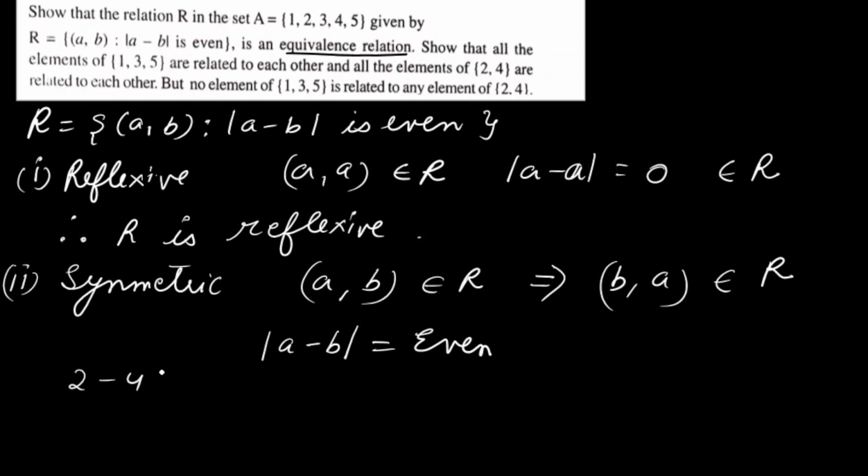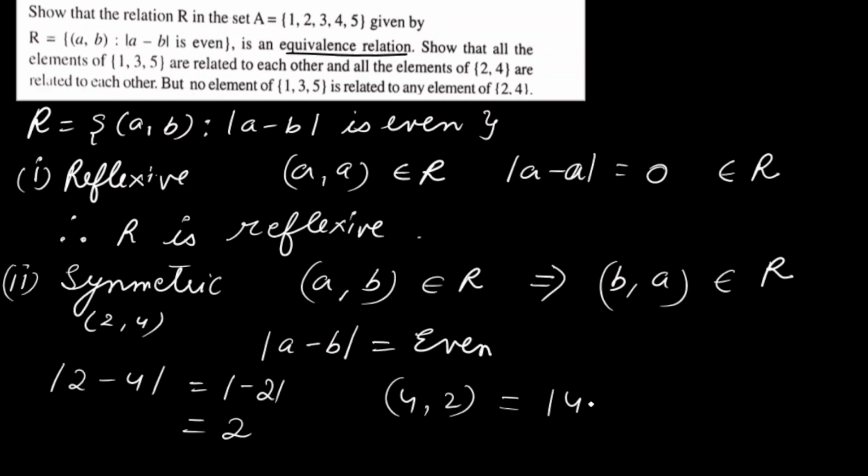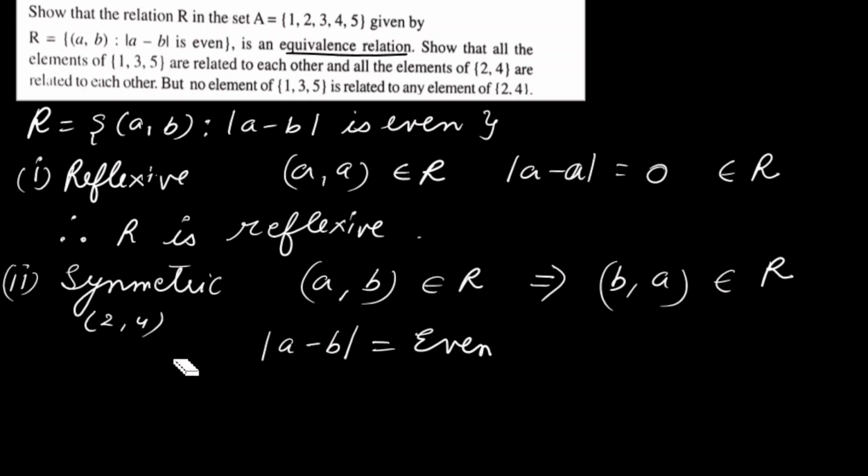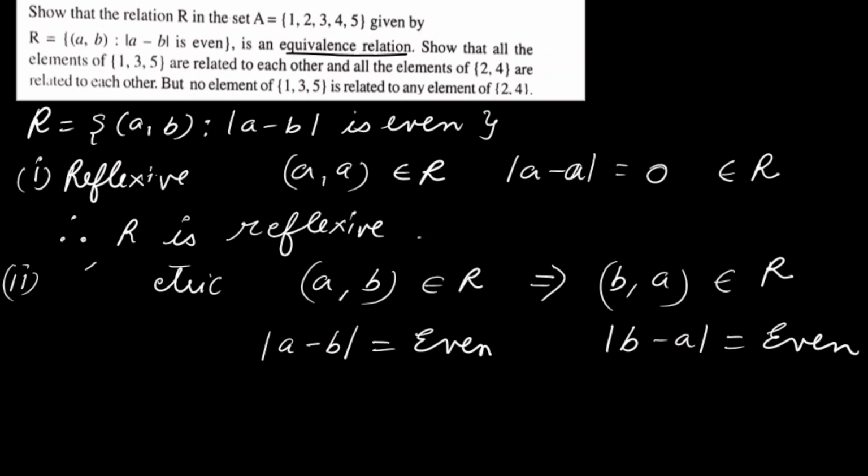See, if I have 2 minus 4, the mod means the negative value will also be positive. So 2 minus 4 gives the mod of negative 2, which is positive 2 only. This ordered pair is 2 comma 4. If I do 4 comma 2, for symmetric, its mod will be 4 minus 2, which is again equal to 2. 2 is even, so you will be getting the same number only. If mod of A minus B is even, then mod of B minus A will also be even. So symmetric.